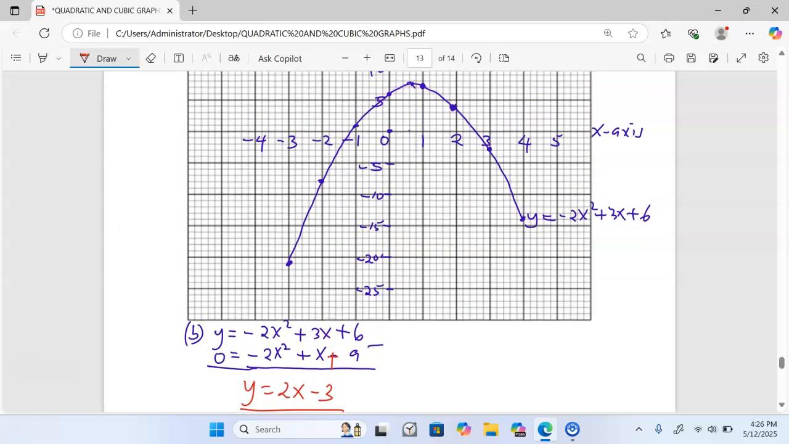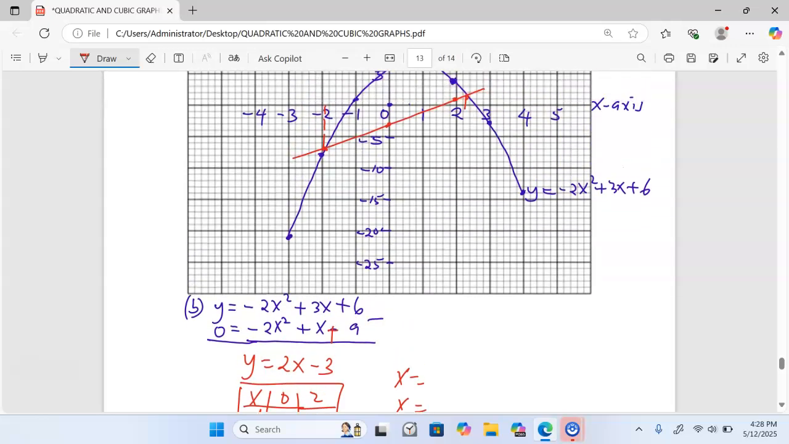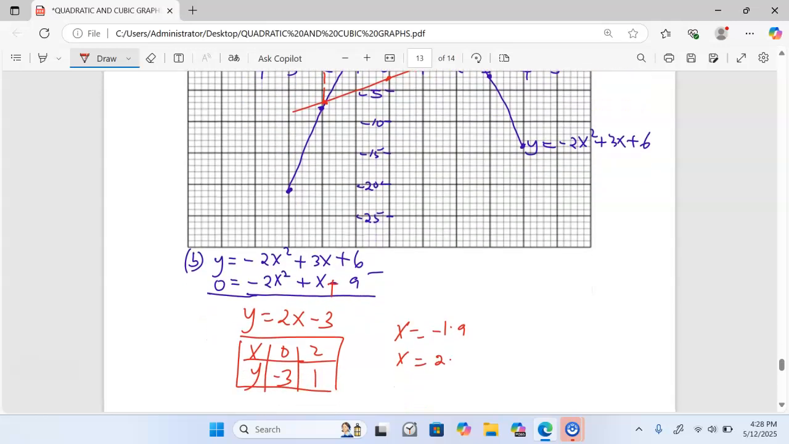When x is 0, y is negative 3 here. And when the value of y is 2, x is 1. 2, x is 1 at this point. Now we can join the 2 points. So from here we can pick the values of x at the point where the two curves intersect. x is going to be equal to around negative 1.9, and the other value of x is going to be around 2.15.